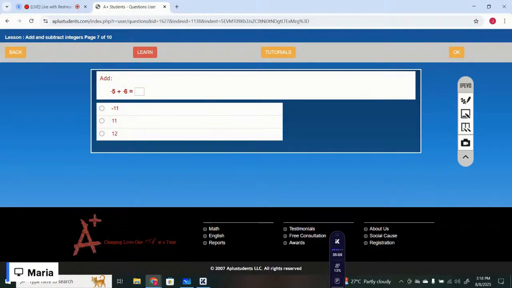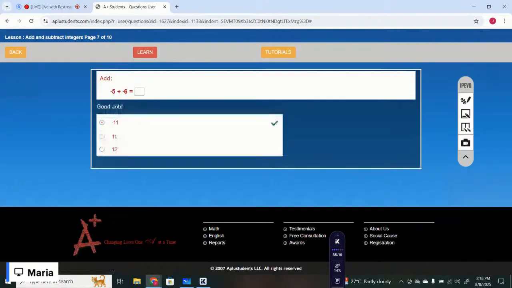5 plus negative 6. Negative 6 plus negative 5 plus negative 6 makes negative 11. Option number 1 is the correct option, that is negative 11.